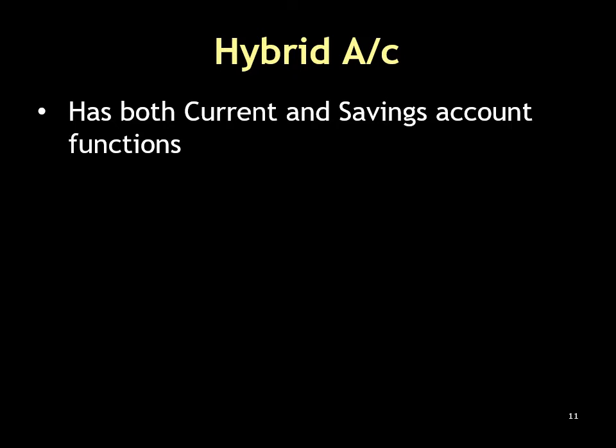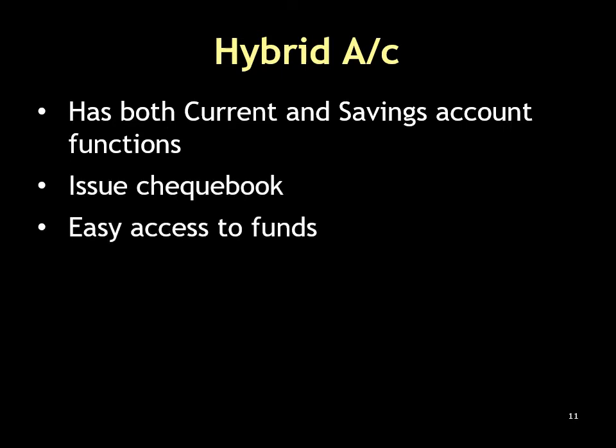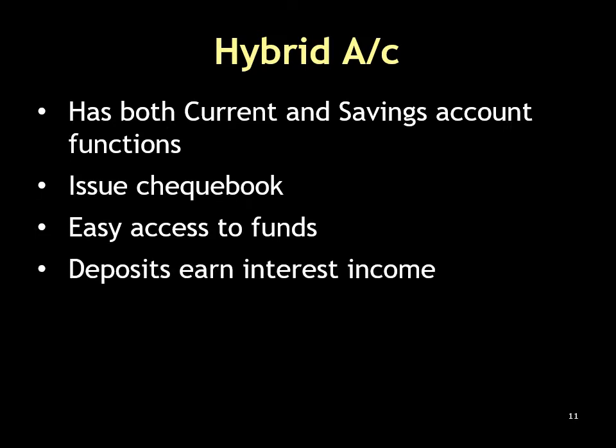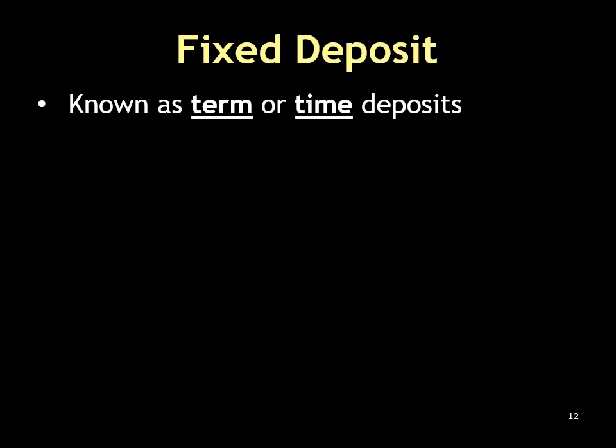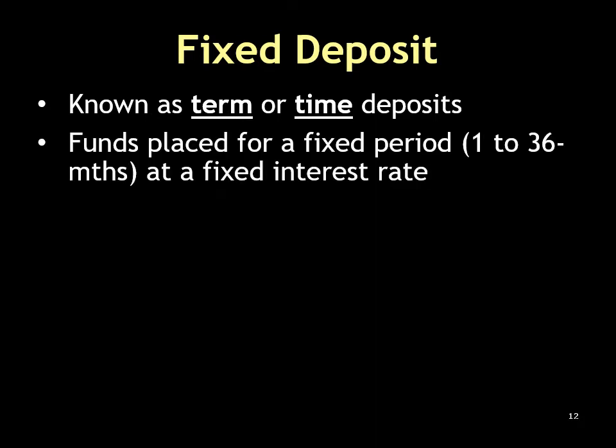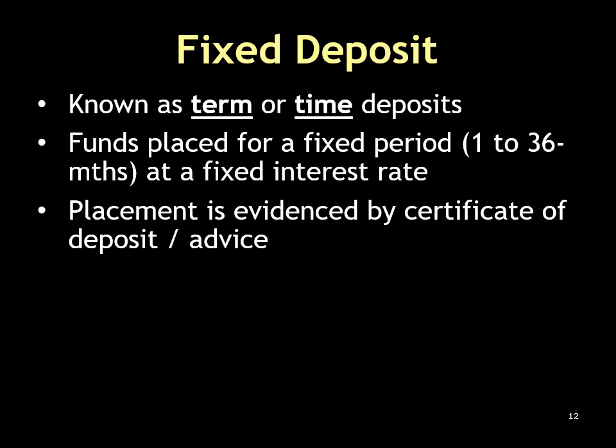Hybrid account has both current and saving account functions. It issues checkbooks and also grants easy access to funds. The deposit can earn interest income. Fixed deposit, also known as term or time deposits. Funds placed for a fixed period, from 1 month to 36 months, at a fixed interest rate. Placement is evidenced by the certificate of deposit or advice.